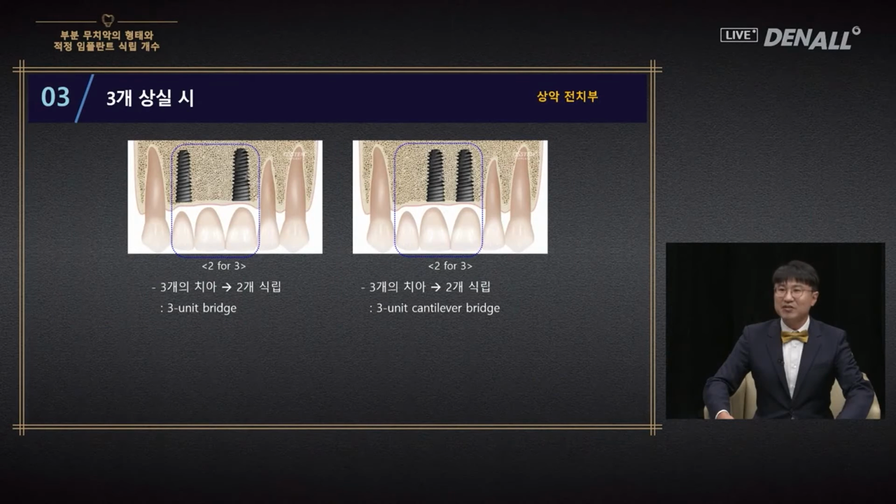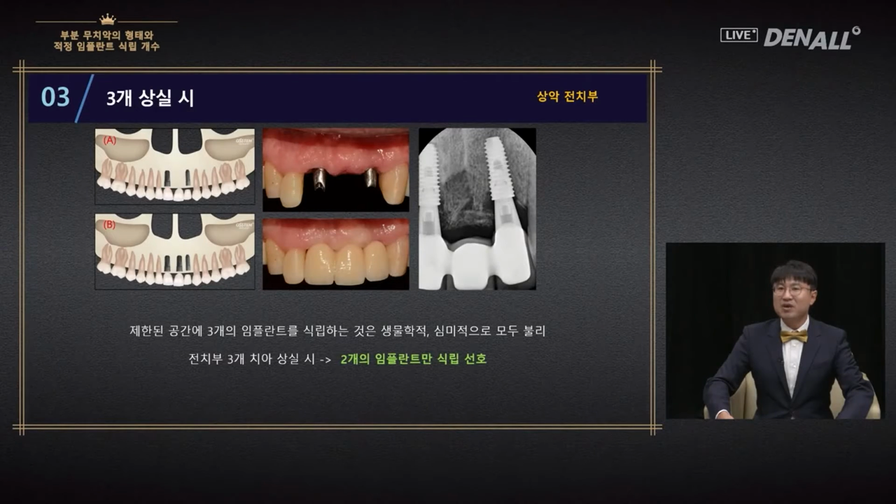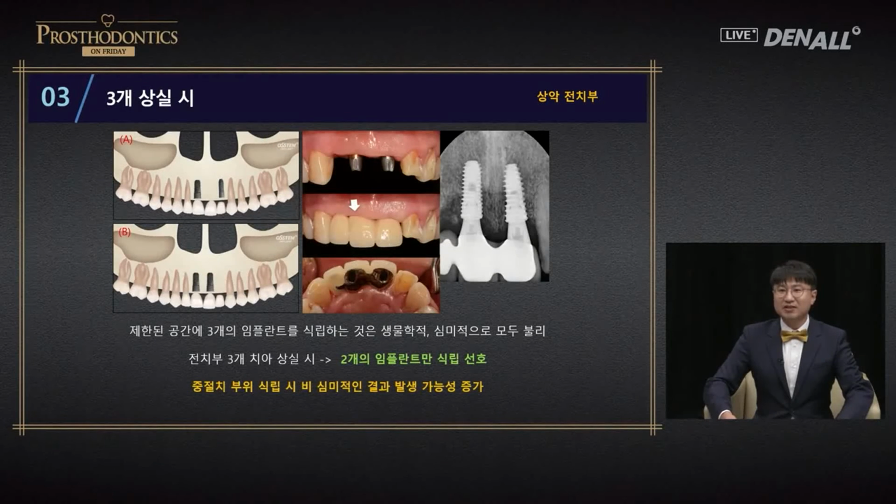Because in the anterior area there's limited space, when there are 3 teeth missing, I only place 2, and this is the principle. Placing 3 implants in limited space can be biologically and aesthetically unfavorable. Please remember that when there are 3 missing in the anterior area, only 2 implants should be placed. You need to be careful when you place in the central incisor area.